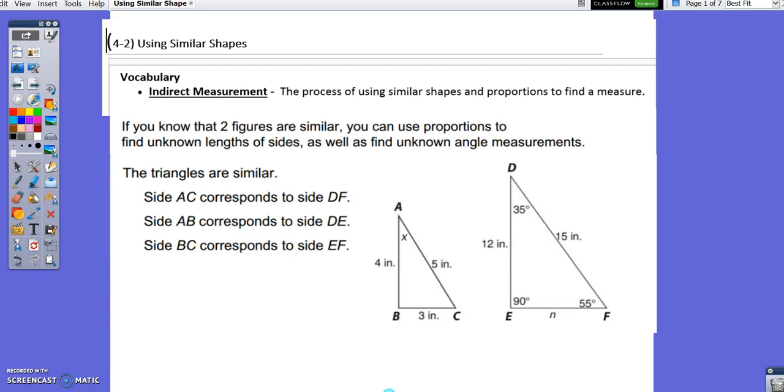Hello, we're going to talk about using similar shapes. Indirect measurement is the process of using similar shapes and proportions to find a measure. When you see that two shapes are similar, it will list that they are similar and use a little squiggly line. For example, it may look like this. Triangle ABC is similar to triangle DEF.